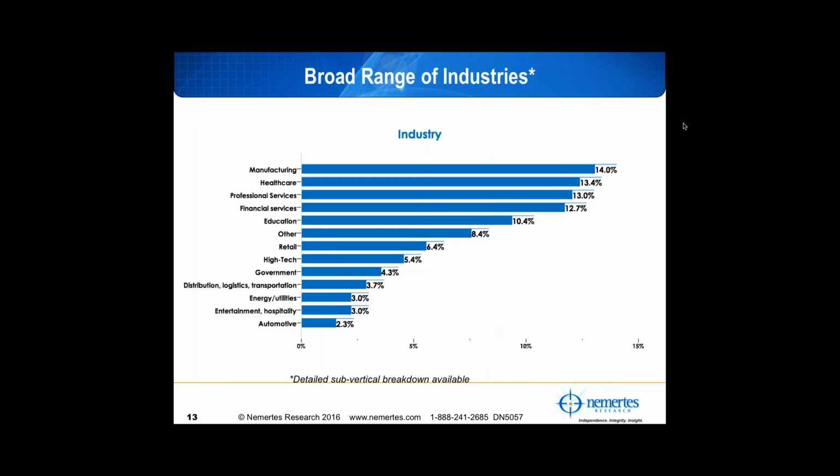Also a broad range of industries. You can see here, this is a roll-up of the industries. We have detailed breakdowns here. So, within financial services, you can see the percentages of investment versus banking versus insurance. Education goes higher education, K through 12, et cetera. So there's breakdowns here, but this just gives you an idea of, from a higher level, what industries we have included.